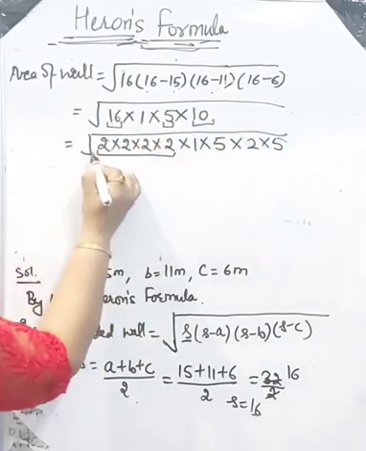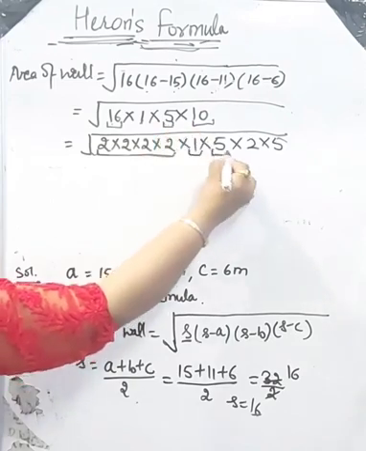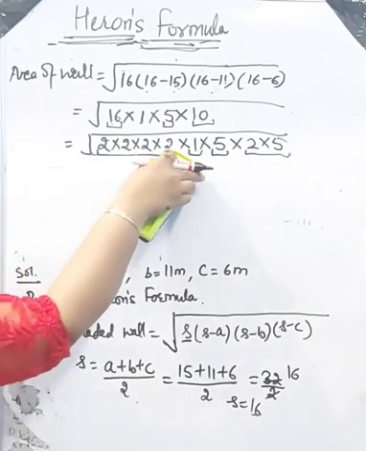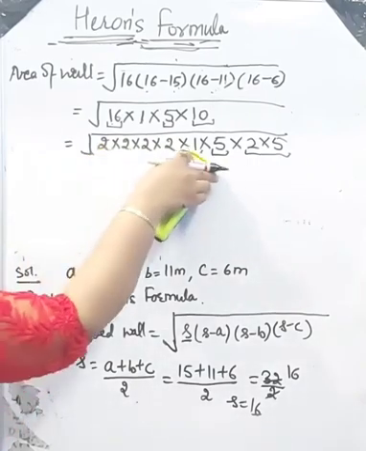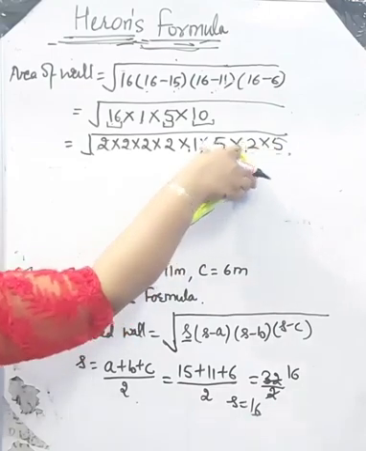Now the prime factors of 16 are these, and write 1 as it is, 5 as it is, and the prime factors of 10 are 2 into 5. Now in the next step, we have to make pairs of the same number.